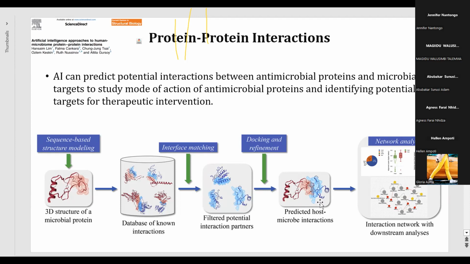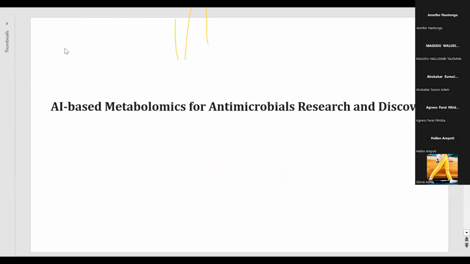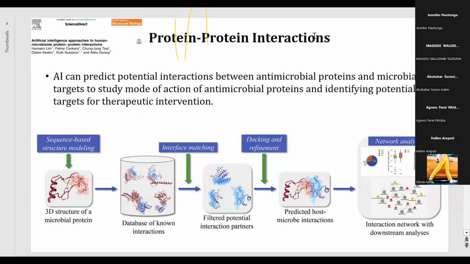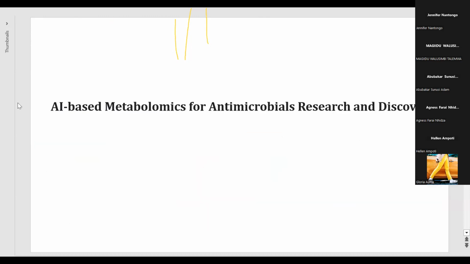And here you are predicting the host microbe interaction. This is like the docking study. And then there is the network analysis, like using deep learning and machine learning. We are able to annotate that, okay, this is how the two proteins are interacting, that is, the protein from the drug and the protein from the microbe. Now, you have seen that there are many different functions, but I have picked up only these important functions.